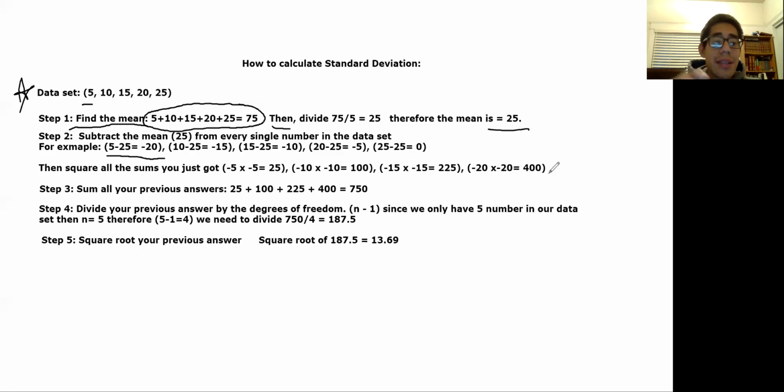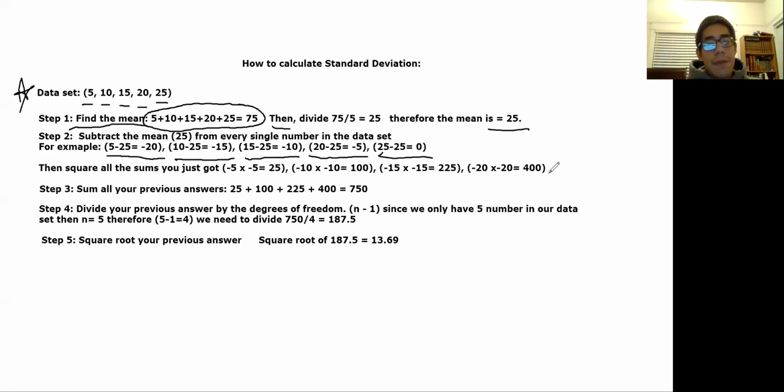So in this case, you take the data point, which is 5, and you subtract the mean, which is 25. You end up with a negative 20. That's okay. You do the same thing with 10, 15, 20, and 25. So the next thing I did, 10 minus 25, negative 15. Then 15 minus 25, I got negative 10. 20 minus 25, I got negative 5. And 25 minus 25, I got 0.